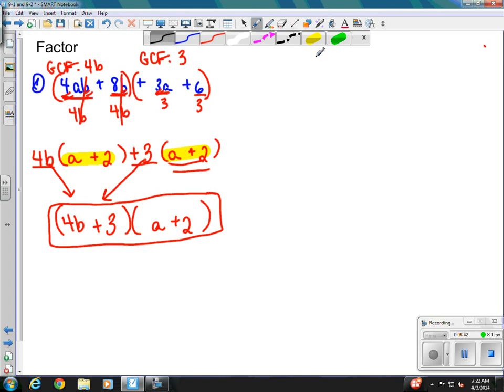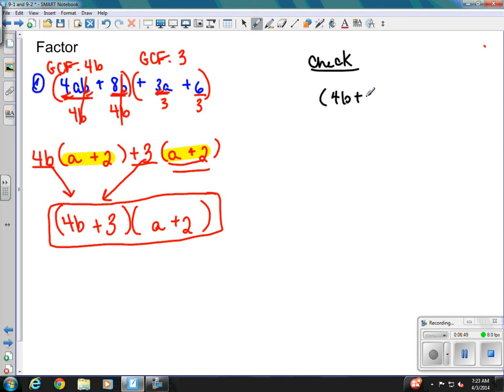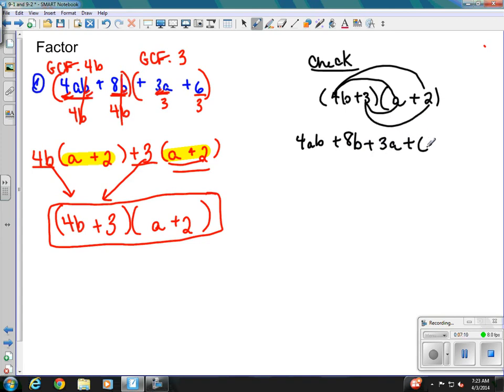So what we can do now is we can check this. GCF was the reversal of the distributive property, so we distribute to check it. This is the reversal of foiling. So we FOIL and say 4b times a, put in alphabetical order, so it's 4ab. 4b times 2 is 8b. Then we do our inside. 3 times a is 3a. And 3 times 2 is 6. And we look, is this the same thing as our original problem? Yep, so we check.